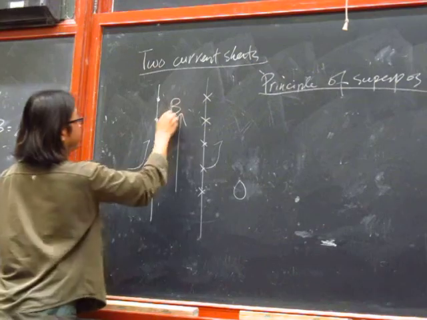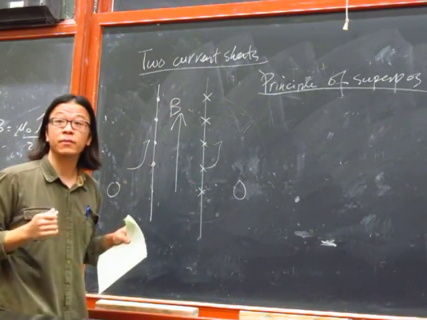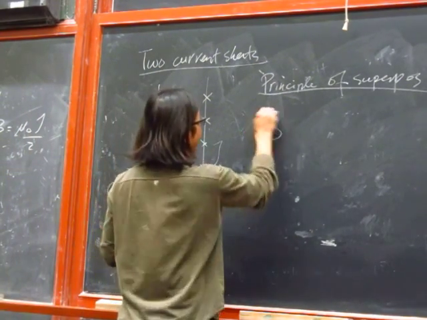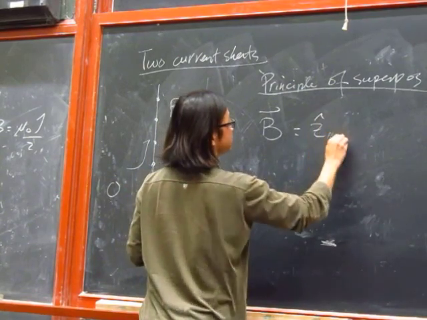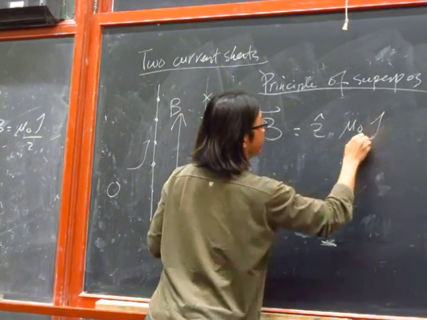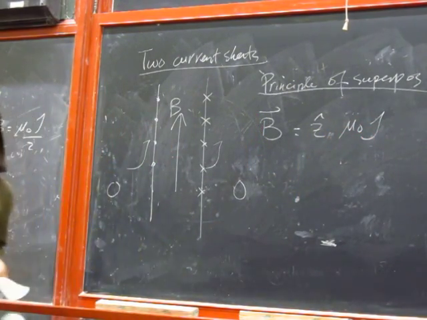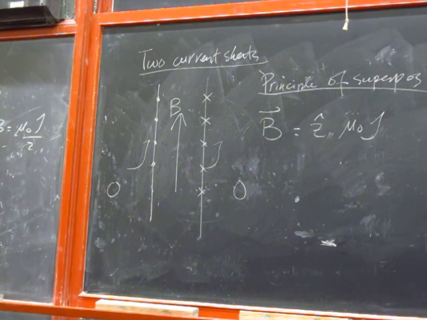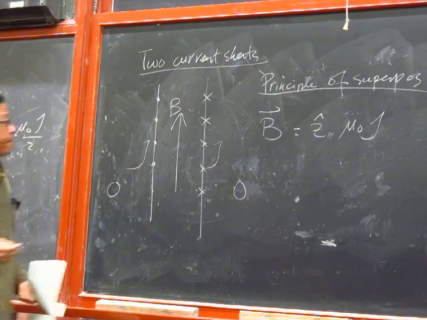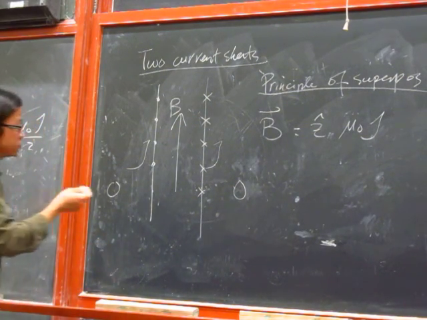The B field is constant everywhere between the plates, and it's given by mu naught J in the Z direction. Just the sum of mu naught J over 2 from each plate, and they add together inside the plates. Okay?